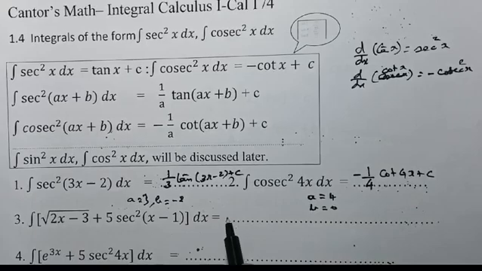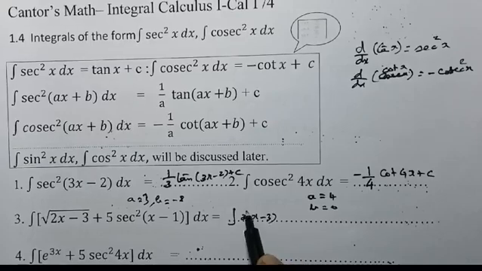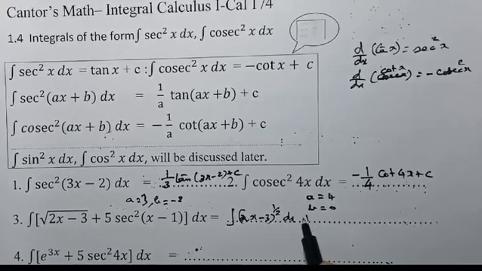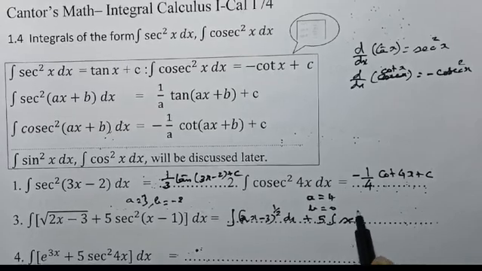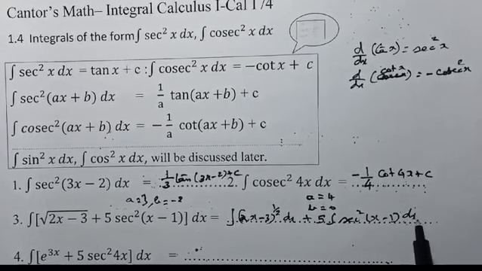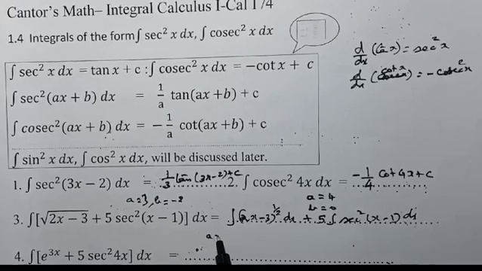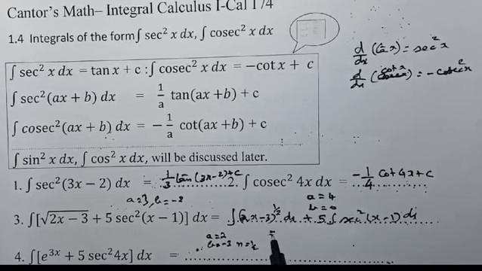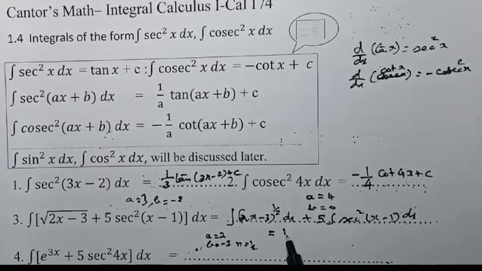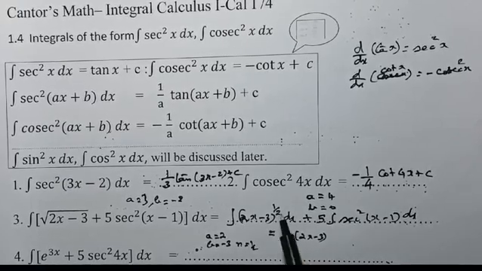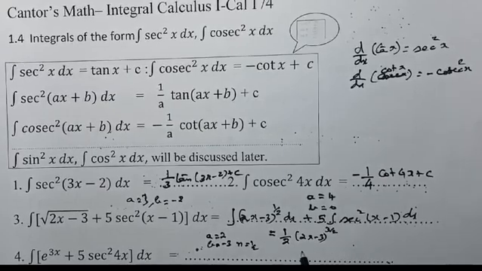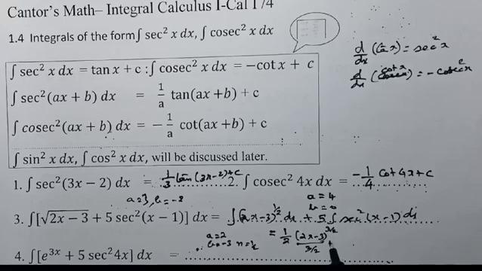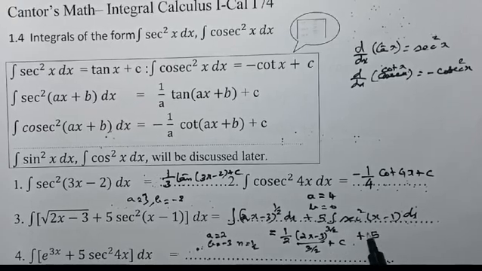Now, come to problem number 3. This can be split like this: integral of (2x minus 3) whole power 1 by 2 dx plus 5 integral secant squared of (x minus 1) dx. Here you apply this formula. Here a equals 2, b equals minus 3, n equals 1 by 2. The formula is 1 by a, (2x minus 3) whole to the power n plus 1, by n plus 1. That is 1 by 2, (2x minus 3) to the power 3 by 2, divided by 3 by 2, plus c.